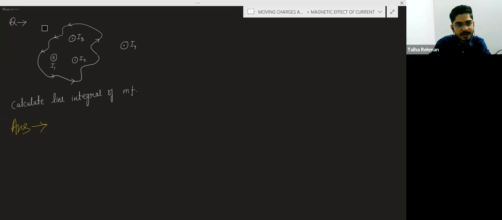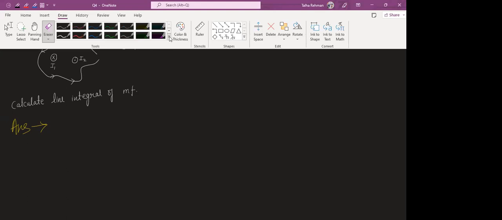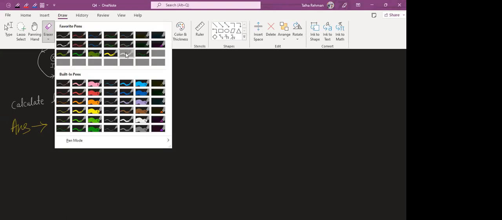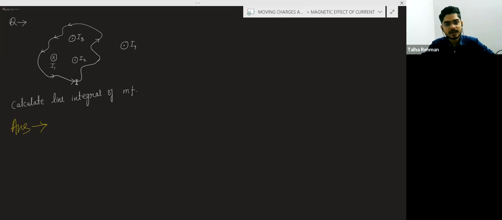Now suppose I am doing this. This will not be considered a closed loop because it is open from here. Here is a closed loop, and this is the direction of the loop. You can take the direction of the loop.